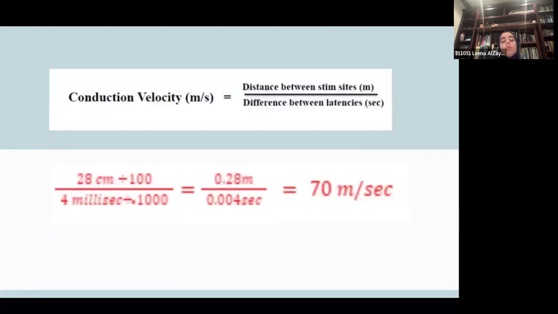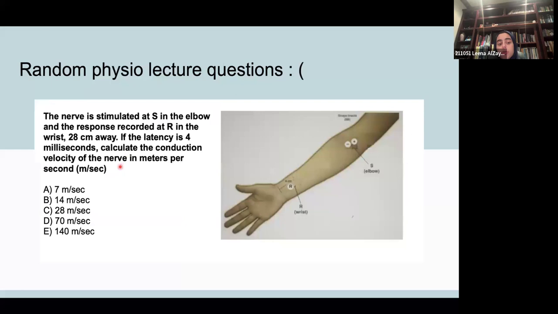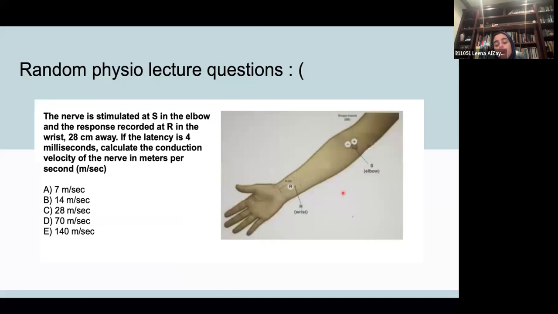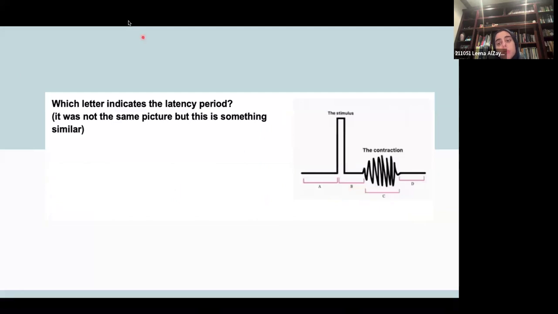After that, you do this equation: distance over latency after changing. So 28 divided by 100 to change it to meters, and 4 milliseconds divided by 1,000 to convert it from milliseconds to seconds. After you convert it, you divide the distance by the latency that they already provided to you in the question, and the answer would be 70. So this is the answer for the question. Clear? Okay.